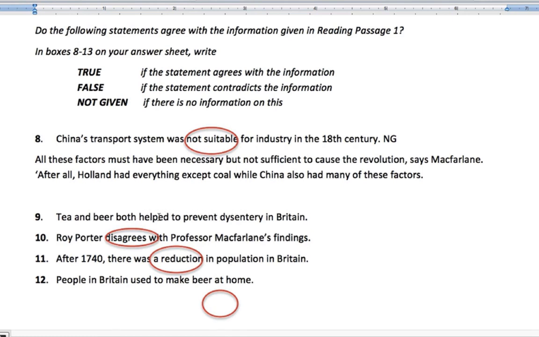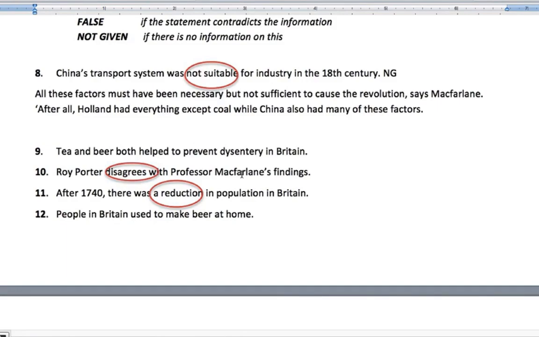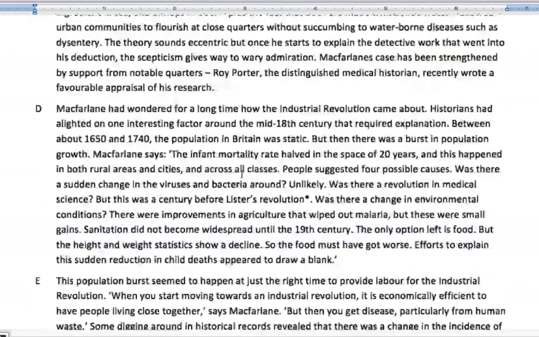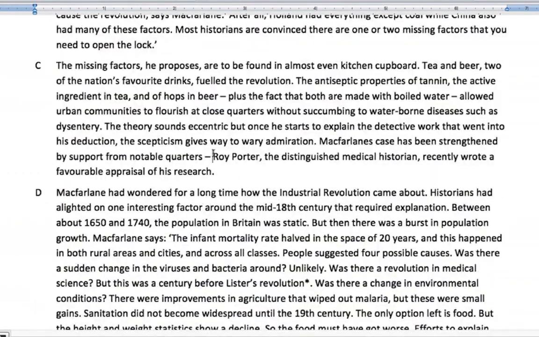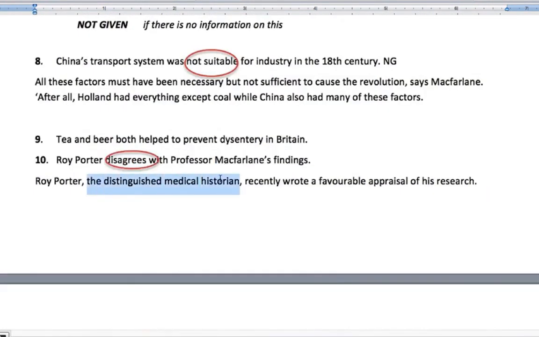So let's skip it. He disagrees with his findings. Does he agree or does he disagree? Let's find them. It's just agree or disagree. That's all we need to know. It's this sentence over here. I'll copy and paste. You don't need to even look at that. He wrote a favorable. You don't know what that word is, but hopefully you know what that word is.